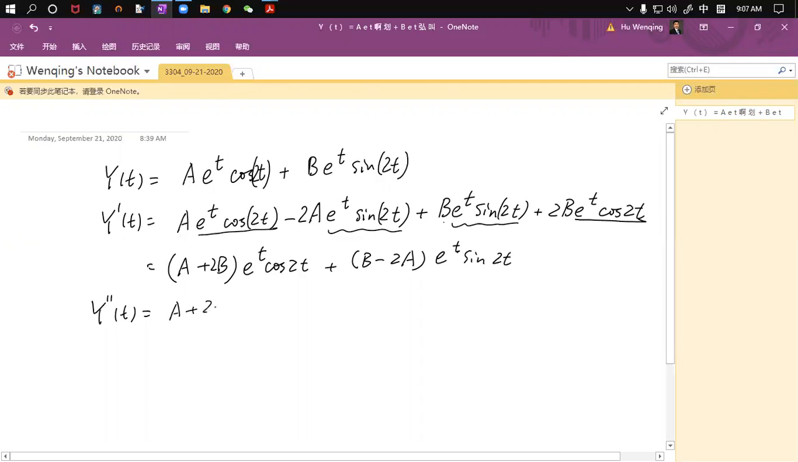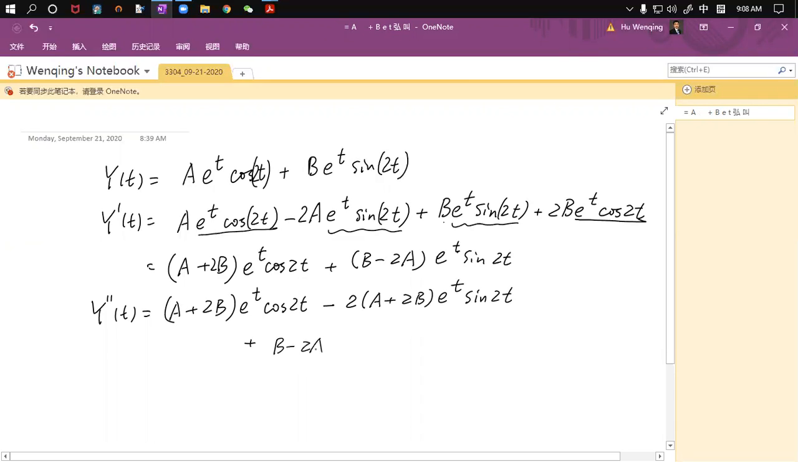So it's actually a plus 2b. So you're going to have e power t cosine 2t, and same rationale, that's going to be minus 2 times a plus 2b e power t sine 2t. Cosine derivative is negative sine. And then it's plus b minus 2 times a of e power t sine 2t. And then sine derivative is cosine, so that's plus 2 times b minus 2 times a e power t cosine 2t. So you're going to have this.